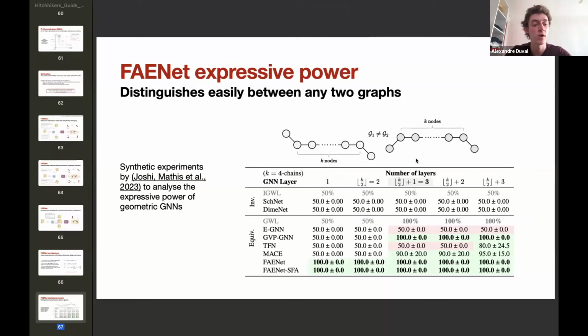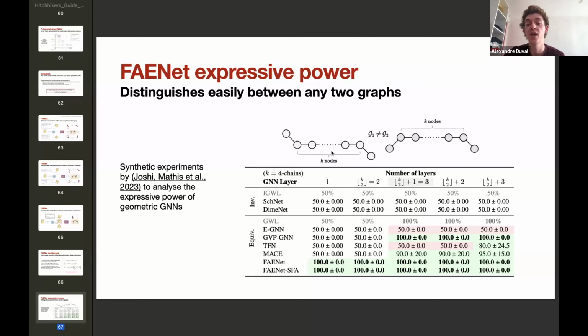about the geometric Weisfeiler-Lehman test and how to assess the expressive power of geometric GNNs. And in this paper, they propose a dataset, or some synthetic experiments, that you could use to assess how expressive your method is, how good it is at distinguishing between different graphs.